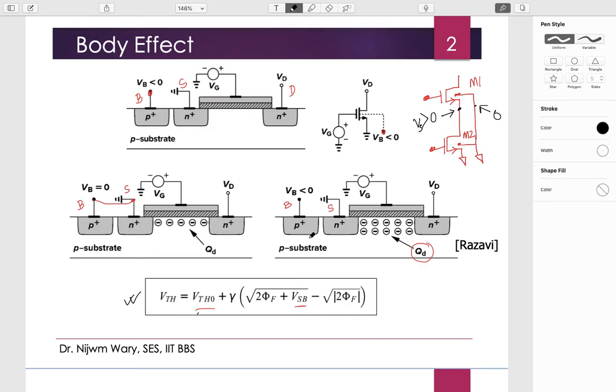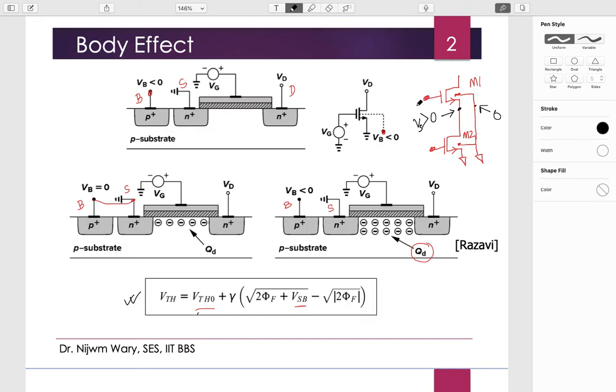Sir, is it advantageous that the threshold voltage is increasing, or is it a demerit? Is it good or is it bad? It depends upon the situation. If the threshold voltage is increasing, then the VGS required becomes higher. So we cannot directly tell if it's good or bad. It depends upon the situation.